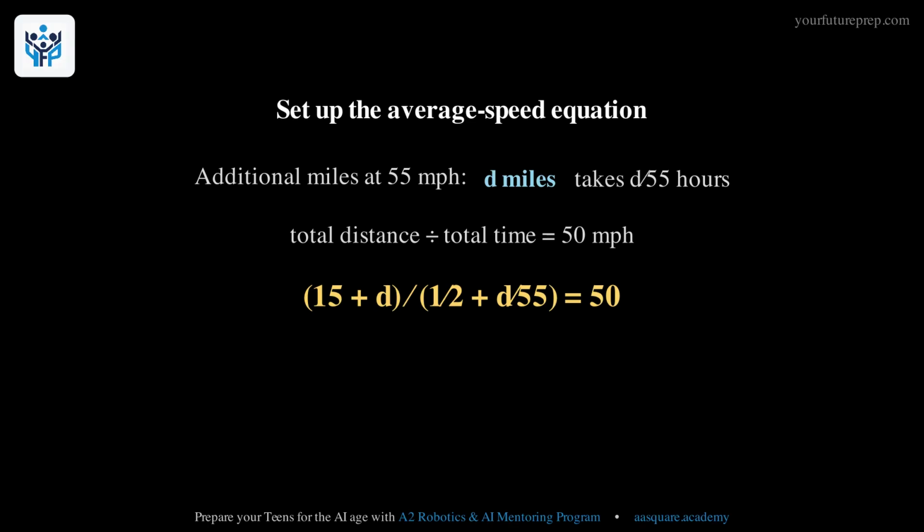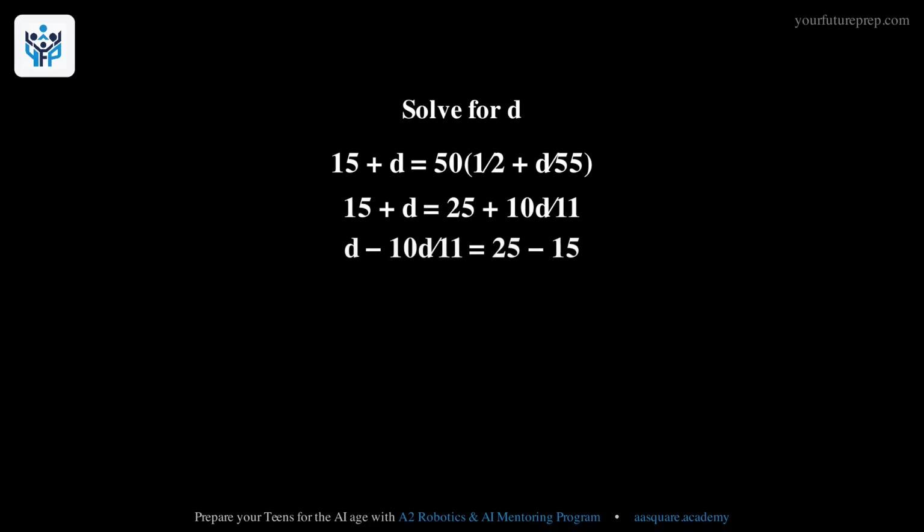To average 50 miles per hour for the whole trip, the total distance divided by the total time must equal 50. So (15 + d) divided by (1/2 + d/55) equals 50. Multiply both sides by the total time. 15 + d equals 50 times (1/2 + d/55).